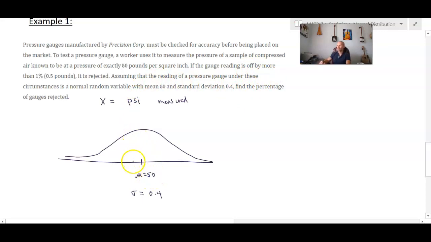Now, we know that if the gauge reading is off by more than 1%, in other words, if this is 50, we only are in a safe tolerance if we're within half a pound of the 50 psi. So we want to be between 49.5 and 50.5. So these are the ones that will be accepted, but we want this area here. We want the percentage of pressure gauges that will be rejected.